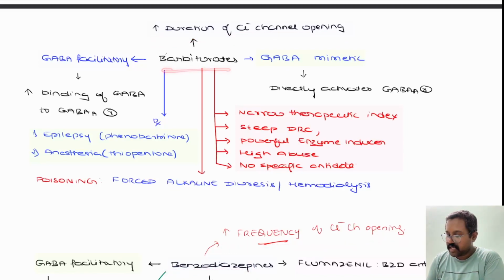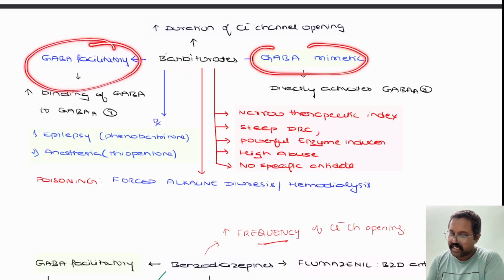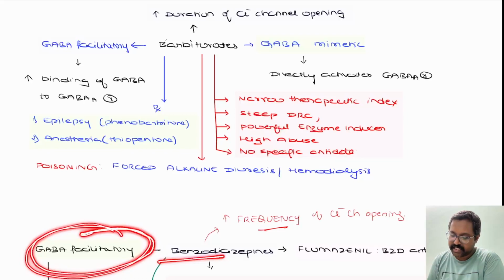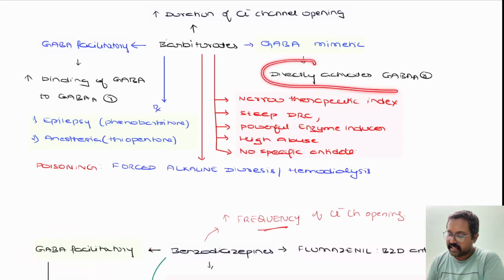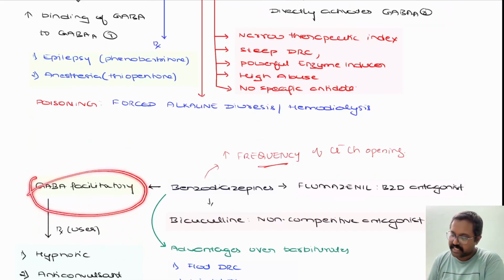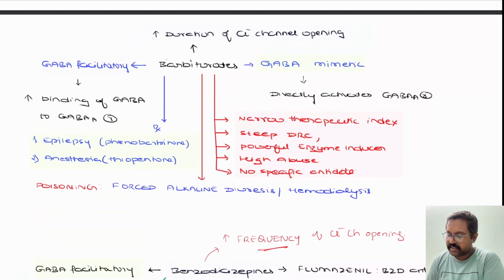Barbiturates have GABA mimetic as well as GABA facilitatory action, more of GABA mimetic action. Whereas benzodiazepine is GABA facilitatory in action. GABA mimetic means it acts directly on the GABA A receptors. GABA facilitatory means it increases the activity of the GABA itself. Barbiturates have anti-epileptic property as well as anesthetic property. For epilepsy, phenobarbital is one of the drugs used for treating status epilepticus. And the IV anesthetic agent is thiopental.